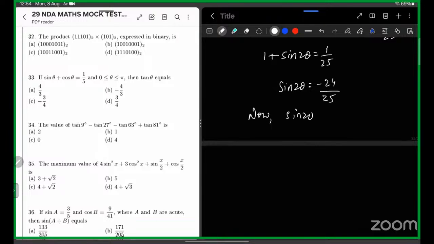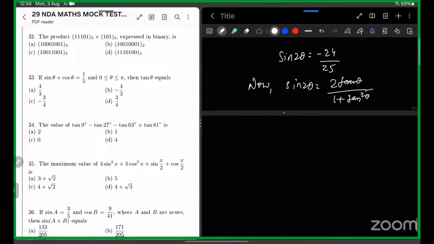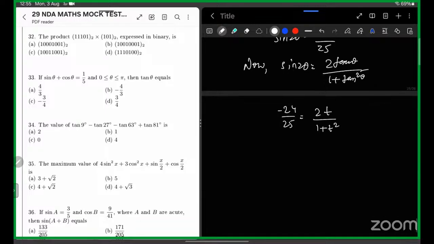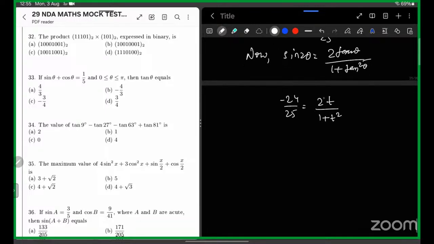Sin 2 theta, there is a formula called 2 tan theta upon 1 plus tan square theta. Taking tan theta as t, it becomes 2t upon 1 plus t square. If you do the cross multiplication, just cut this bar like this.